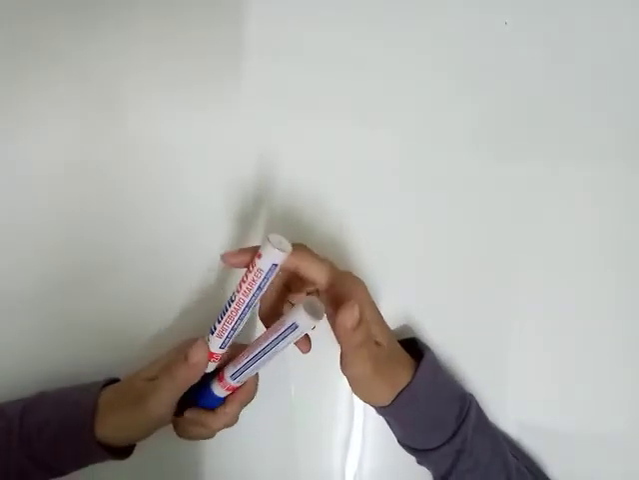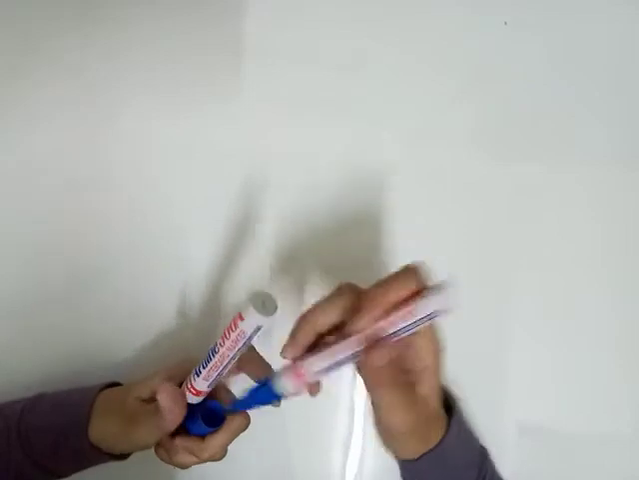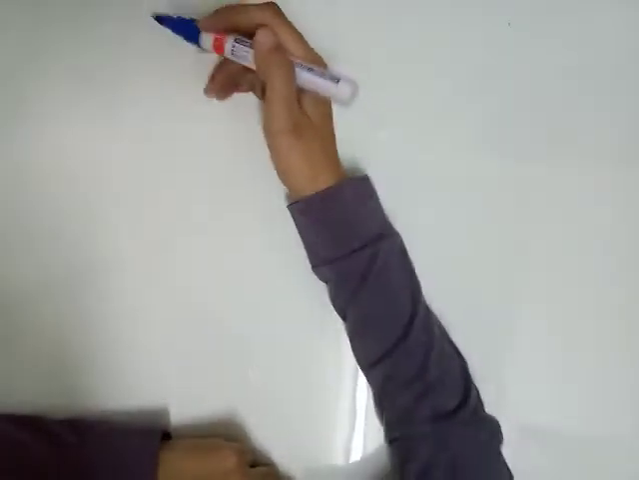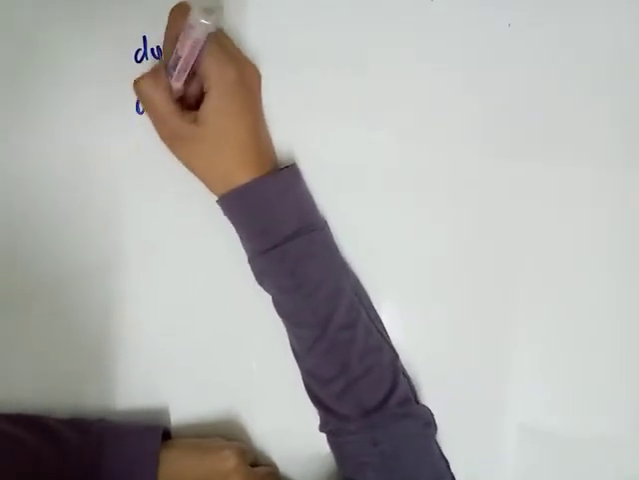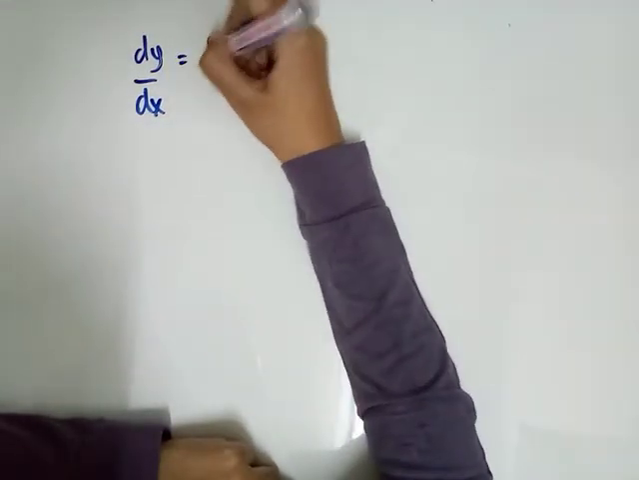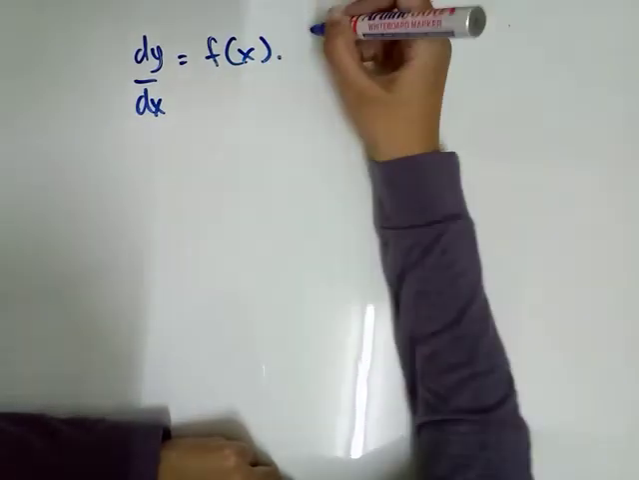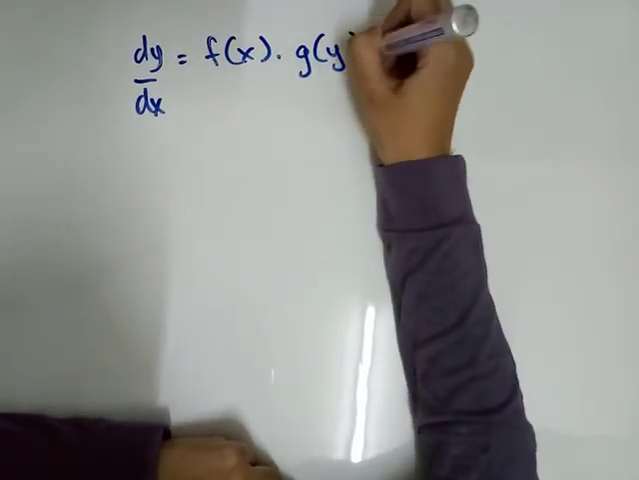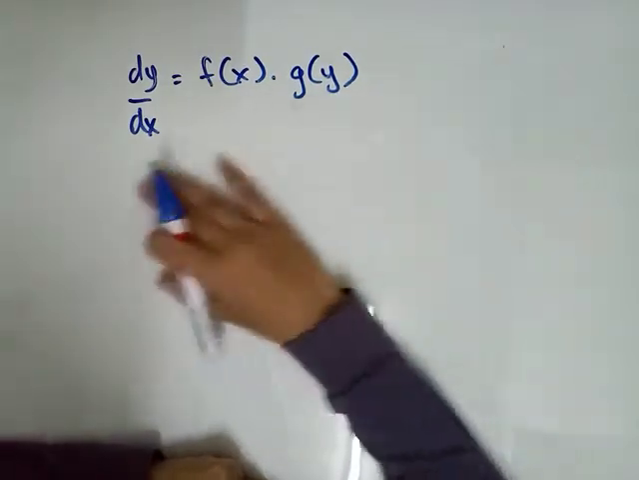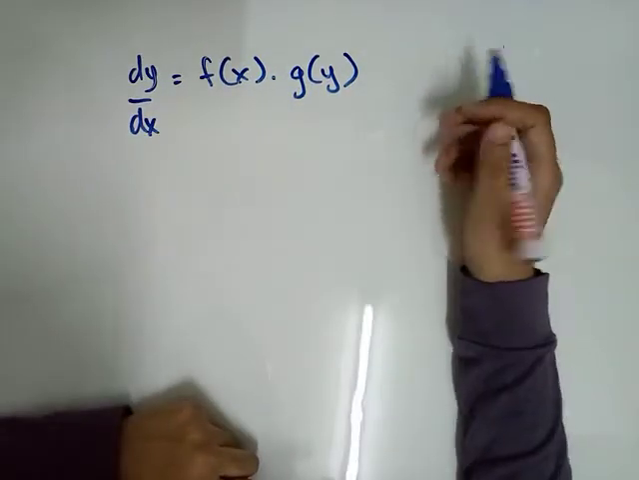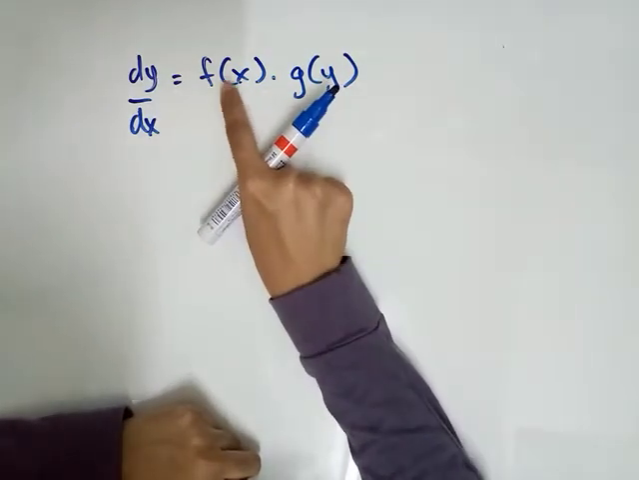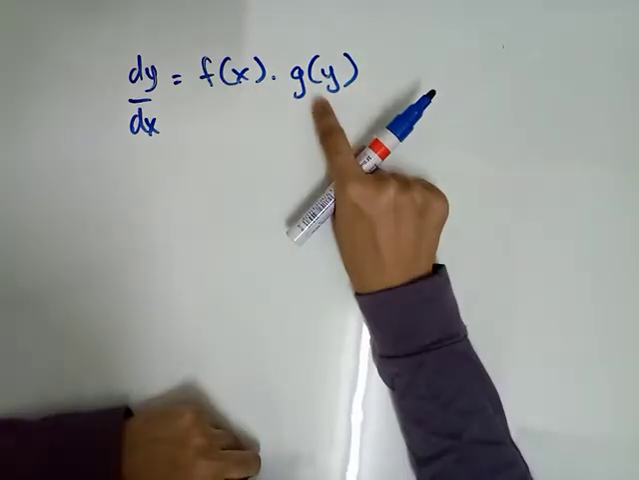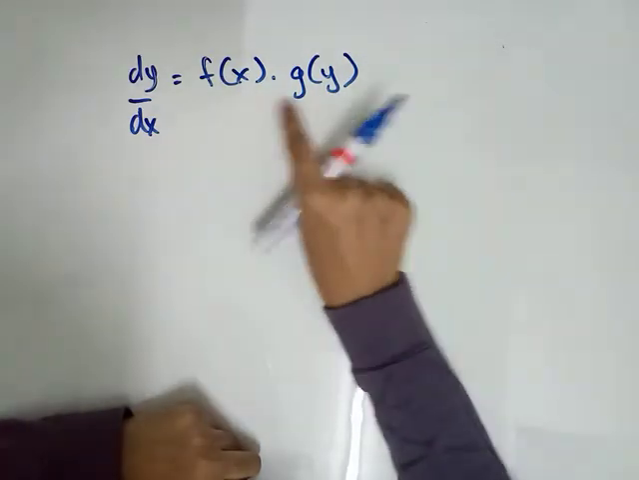Okay, so how do you want to solve the differential equation using separable variables? The method to solve separable equations can be written as dy over dx equals f(x) times g(y). So we have two separable variables here. This one, function f in terms of x, function g in terms of y.